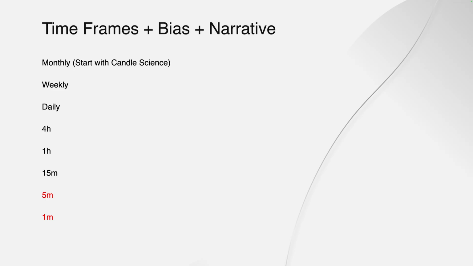Now, monthly, you start off with candle science. Then after, we go over the weekly, the daily, the 4 hour. That's where you can already stop, right? Depending on what the price action looks like, is what I will show you as well. After that, we move on to the 1 hour, the 15 minute, potentially. The 5 minute and the 1 minute are in red because they are out of boundaries.